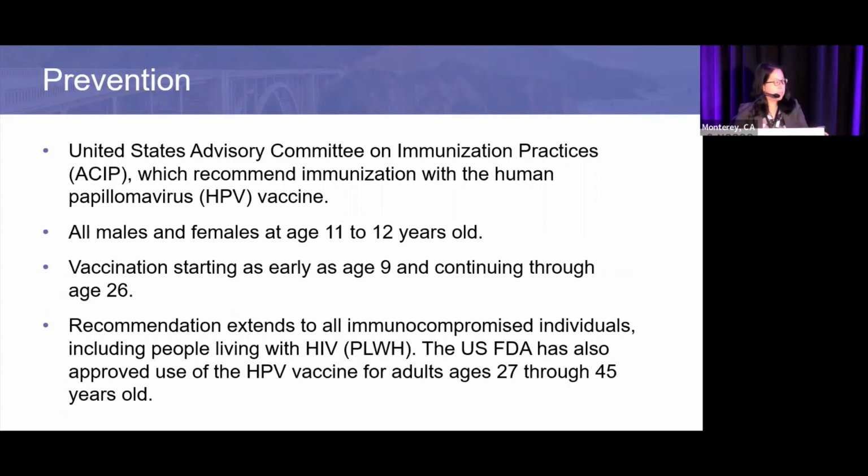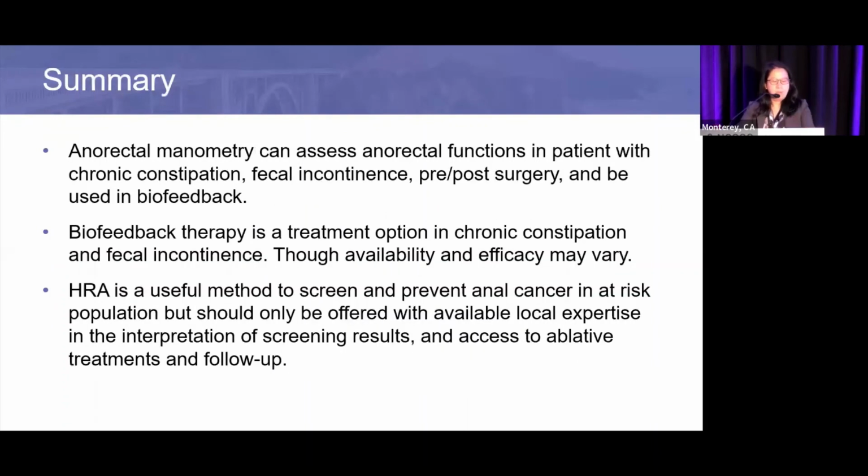Vaccination can start as early as age 9 and continue through age 26. This recommendation extends to all immunocompromised individuals, including people living with HIV. The US FDA also approved the use of the HPV vaccine for adults 27 through 45 years old. So as we encounter these patients, we should just preach it. Prevention is key.